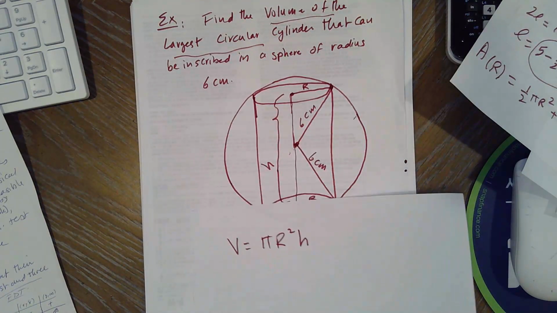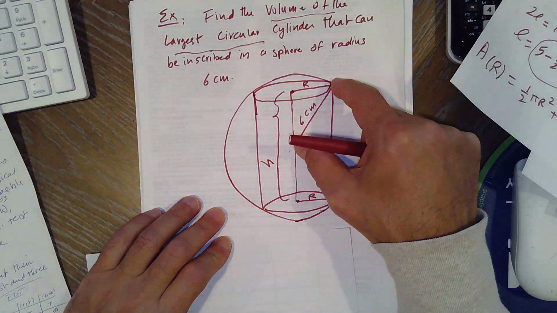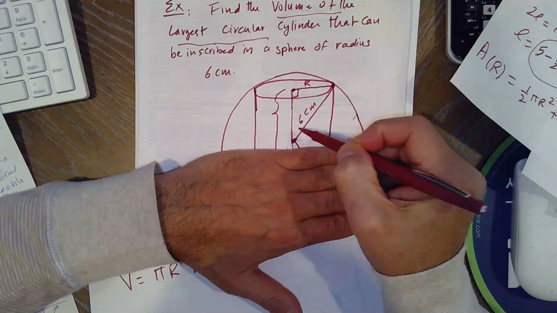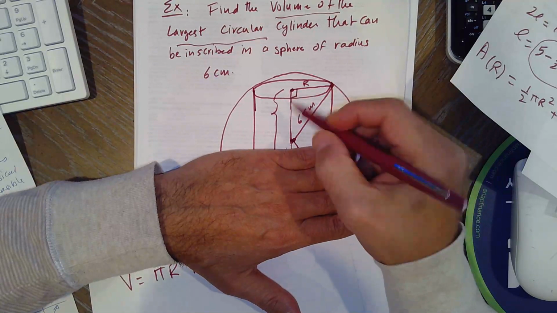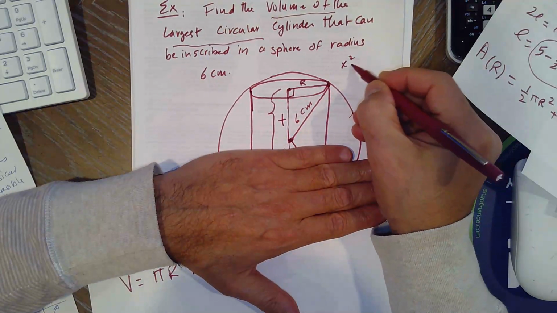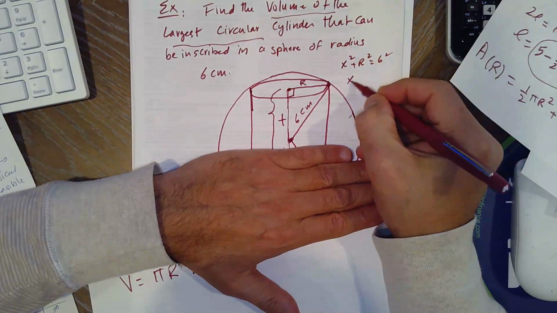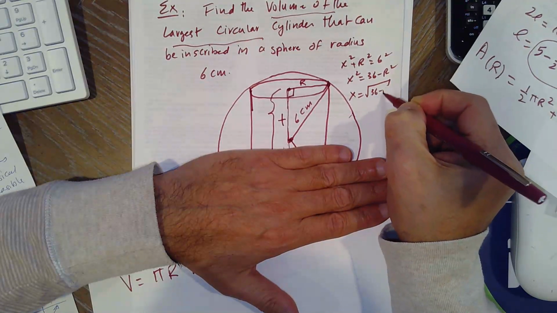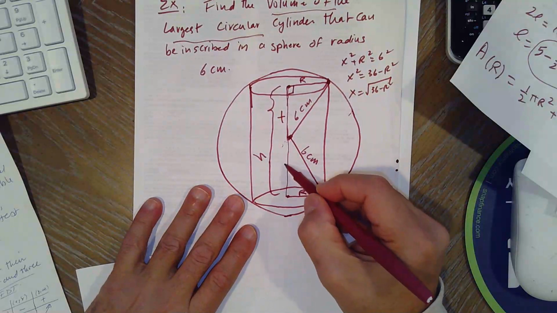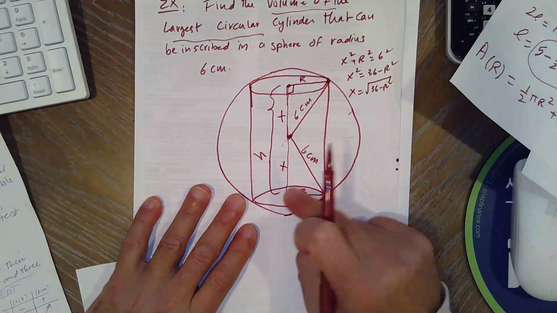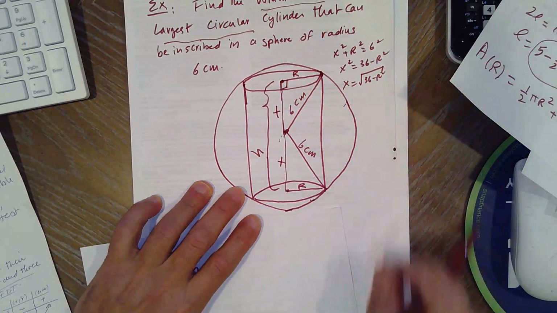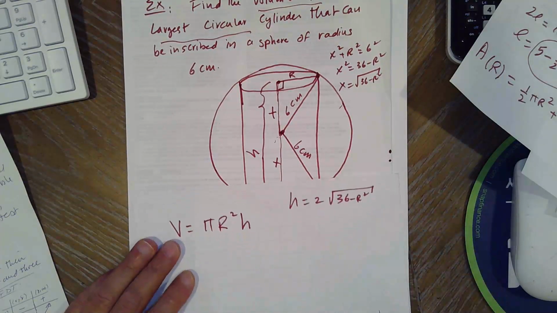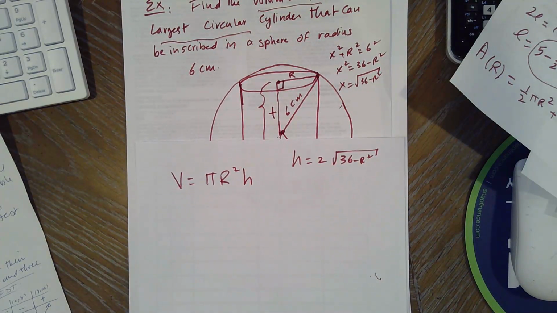Now you can see that if this is R and this is 6, using the Pythagorean theorem on this triangle, let's say this is X. So X squared plus R squared equals 6 squared. X squared equals 36 minus R squared. So X is the square root of 36 minus R squared. And this is also X because it's the same triangle, right? 6 and R. So H is twice that much. So H is 2 times the square root of 36 minus R squared.